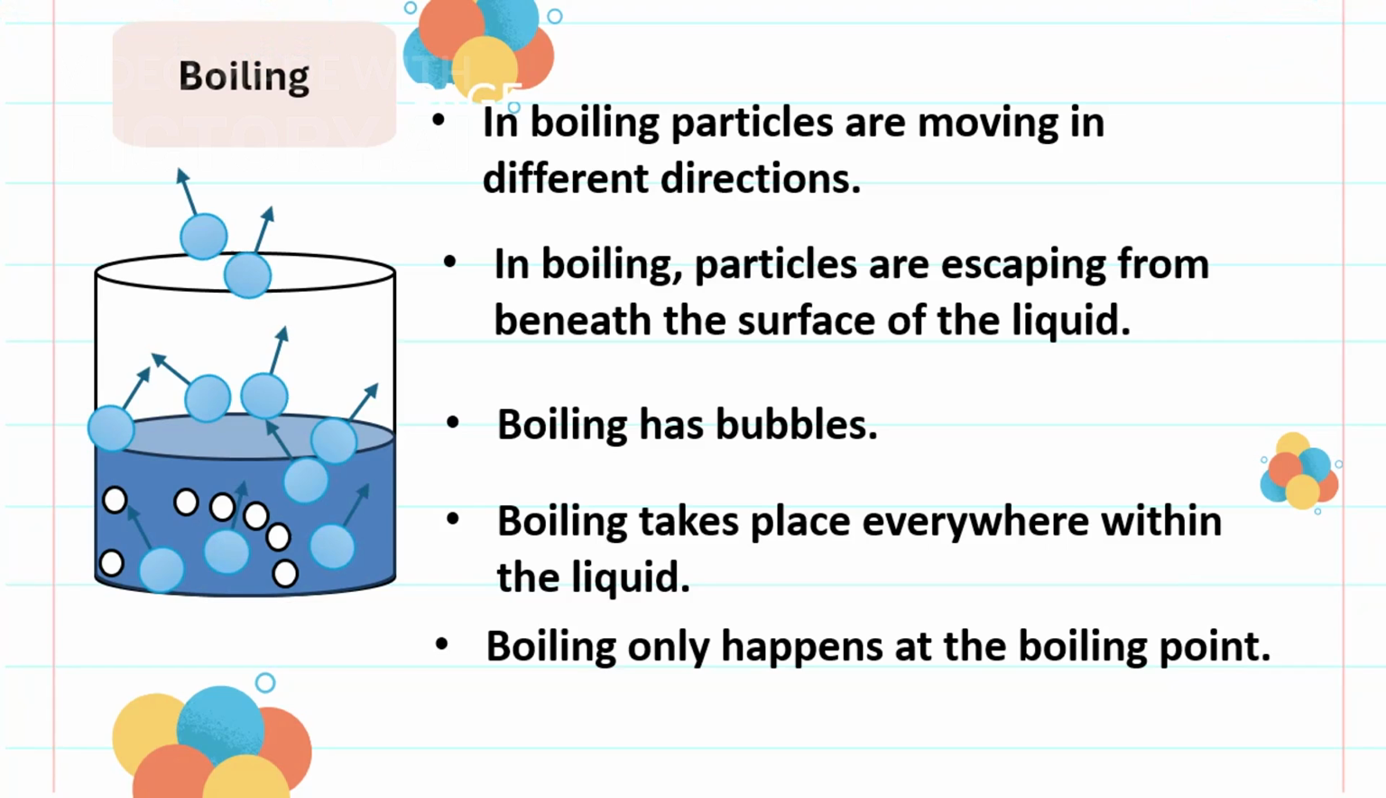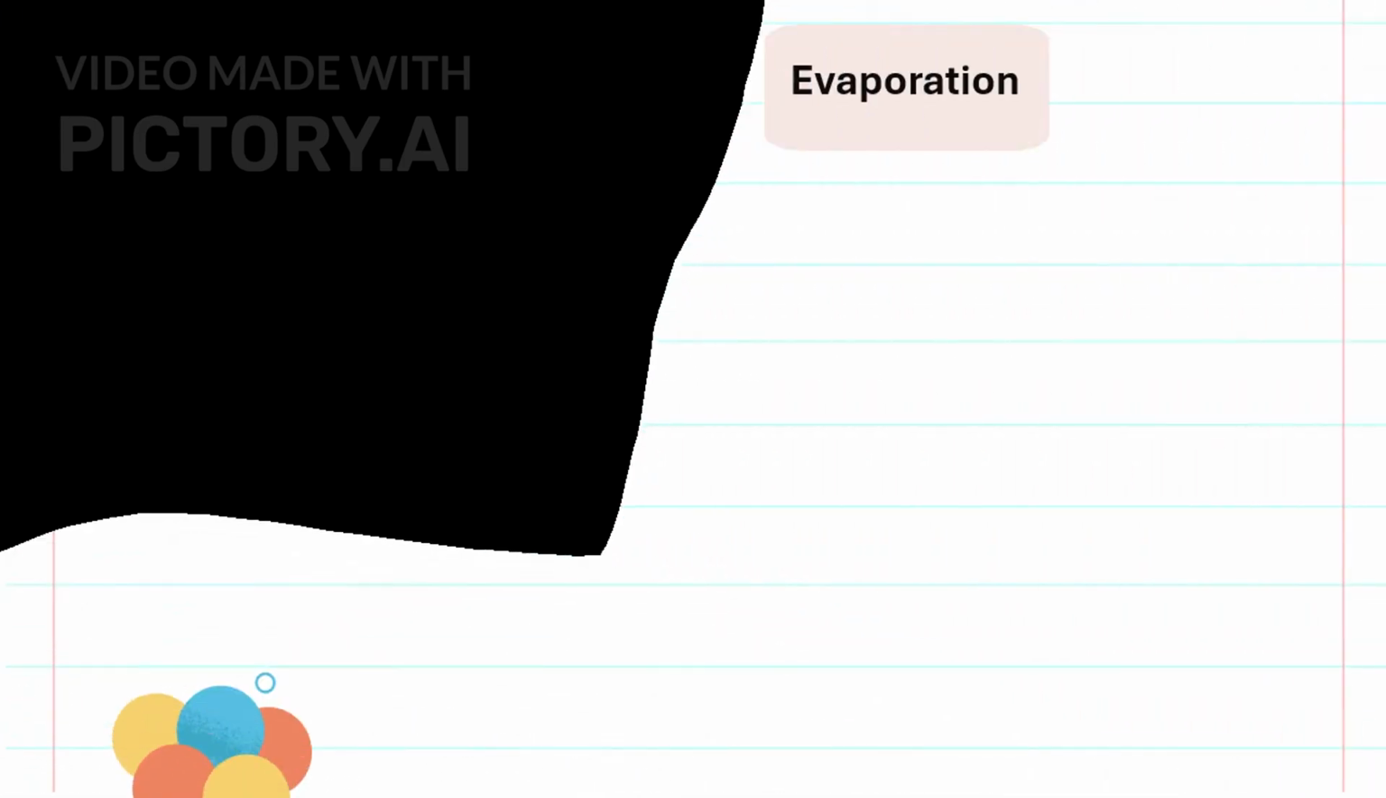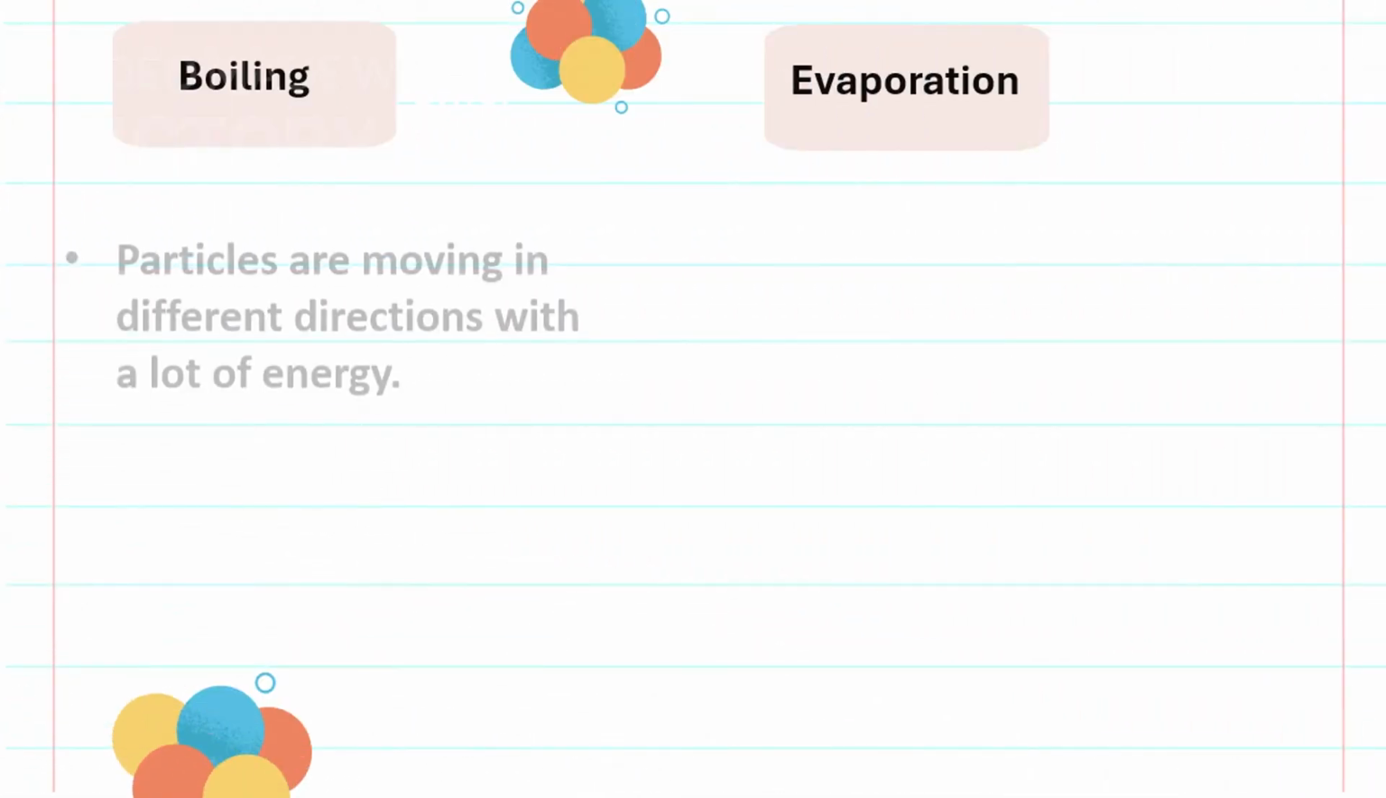Another key point is that boiling happens only at a specific temperature, known as the boiling point. For example, pure water boils at 100 degrees Celsius at standard atmospheric pressure. So, in summary, particles move rapidly in all directions. Bubbles form inside the liquid. Particles escape from beneath the surface as well as the top. Boiling occurs throughout the liquid, and it only happens at a fixed temperature. Differences between boiling and evaporation: particle model.